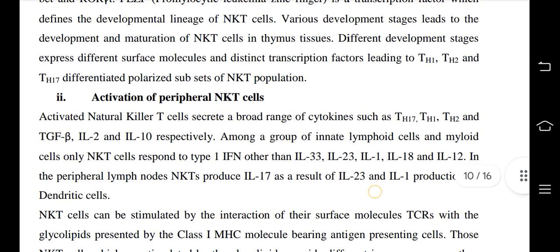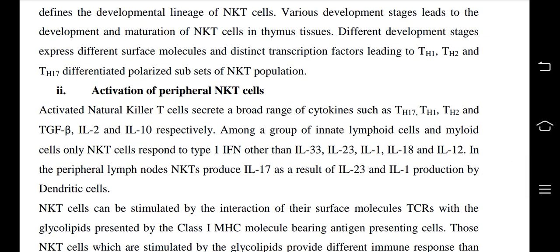Then next is activation of peripheral NKT cells, which we will be learning with the help of the next video.